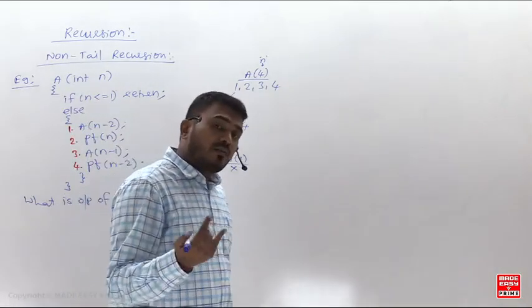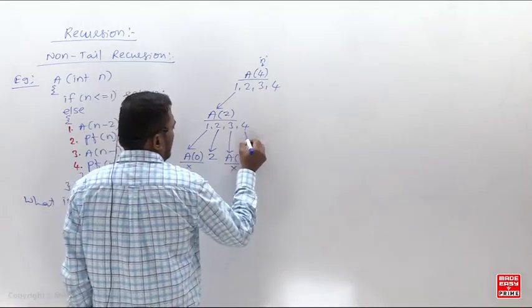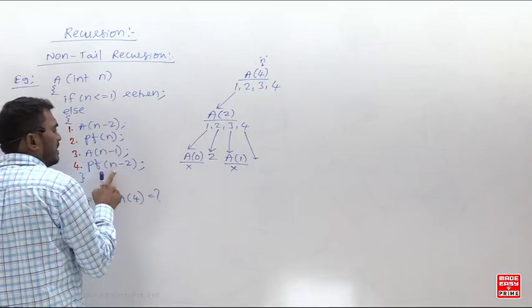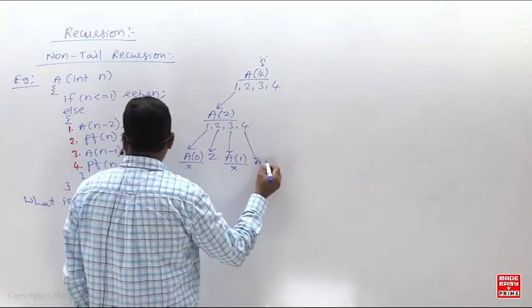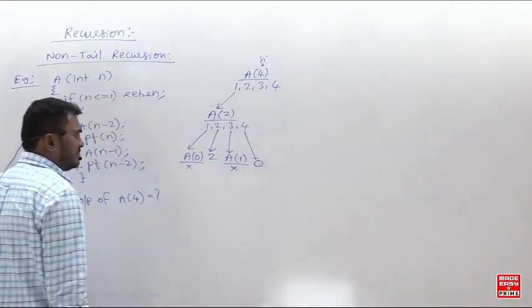Return means coming out of the activation record, or you say termination. So next, the fourth statement. What is the fourth statement? printf n minus 2. The n value is 2 here, so 2 minus 2 is 0. You are printing 0.